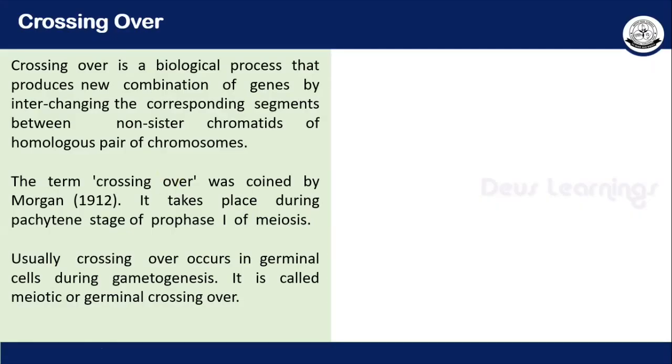Okay, so let's first try to understand what crossing over is. Crossing over is a biological process that produces new combinations of genes by interchanging the corresponding segments between non-sister chromatids of homologous pairs of chromosomes. That means our chromosomes are all in pairs, right? All chromosomes are in pairs.